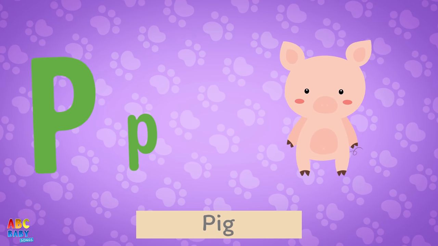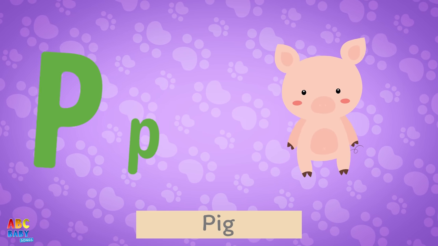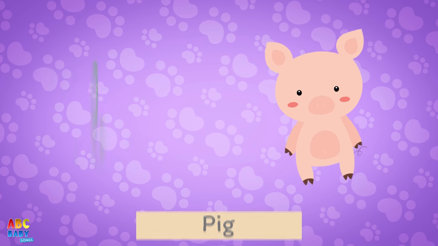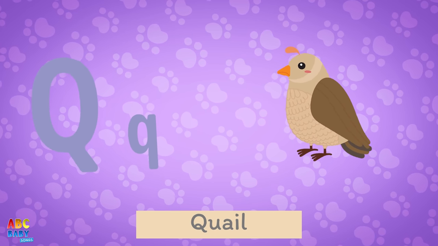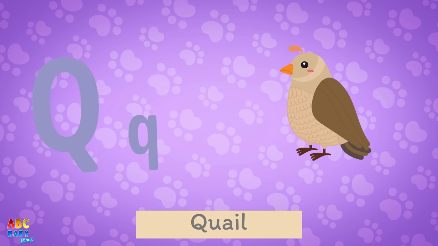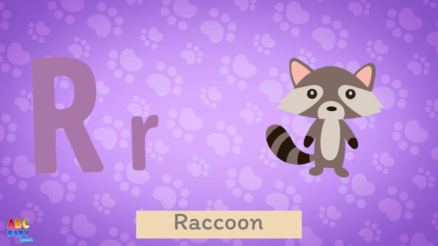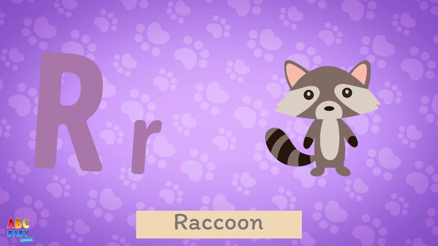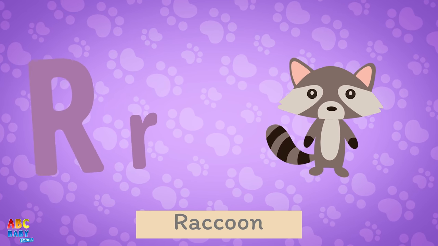P is for pig. P, p, pig. Q is for quail. Q, q, quail. R is for raccoon. R, r, raccoon.